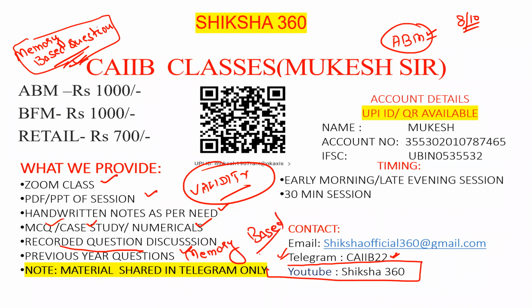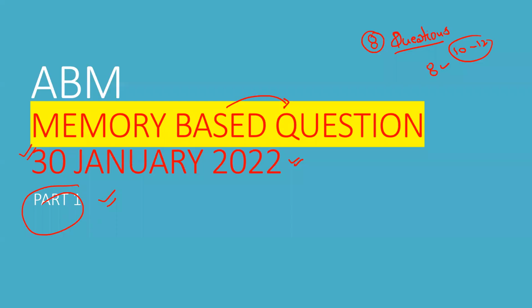So let's start our session, and I request all of you to please participate. When we discuss these questions, or when we attempt the ABM examination, you will see one thing: for the last 2 to 3 years there have been 4 modules, and students are not focusing much on module C, but that module is the most scoring module.